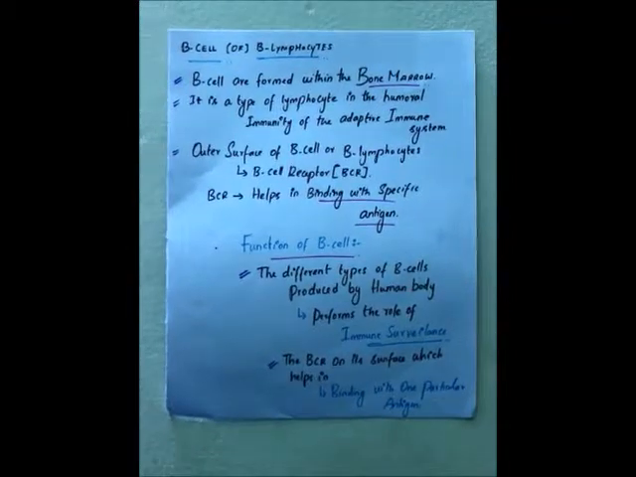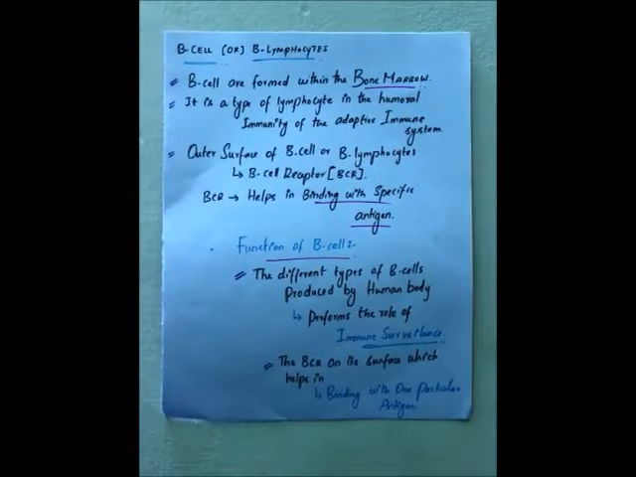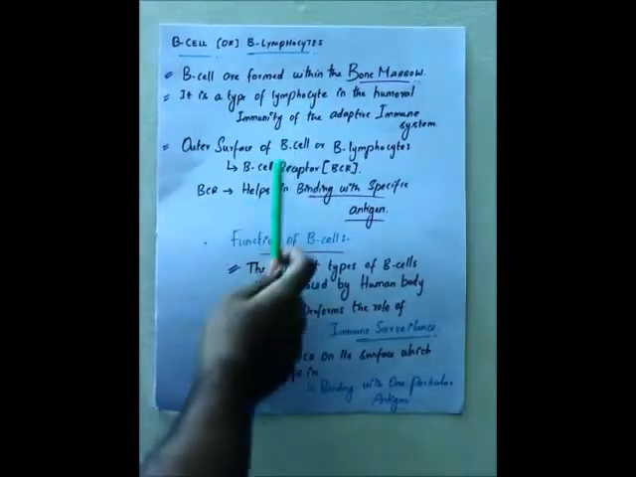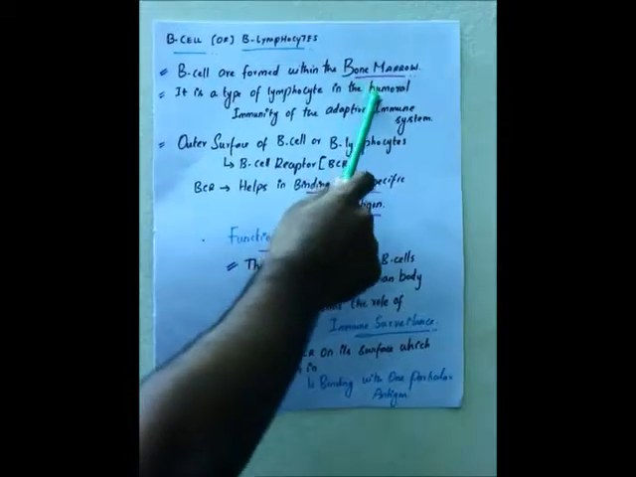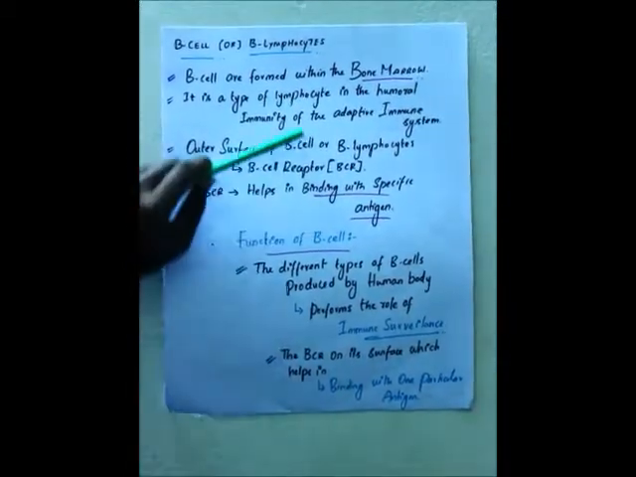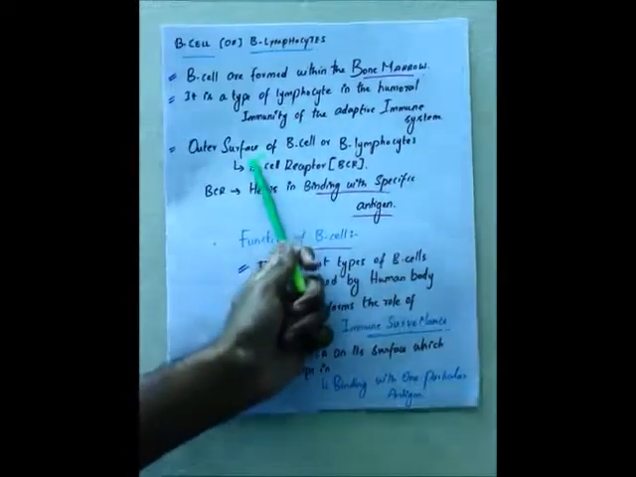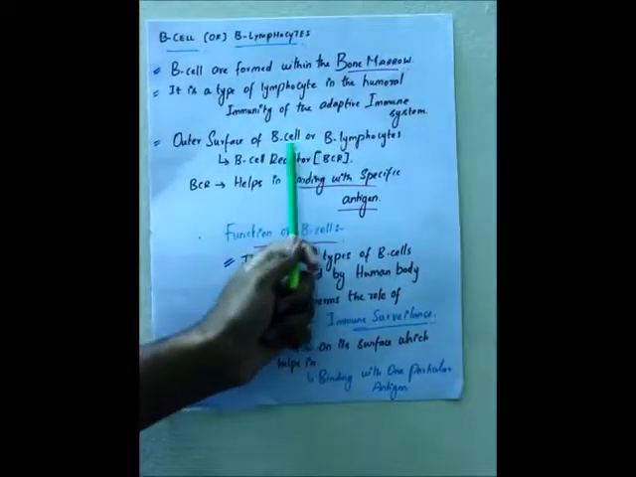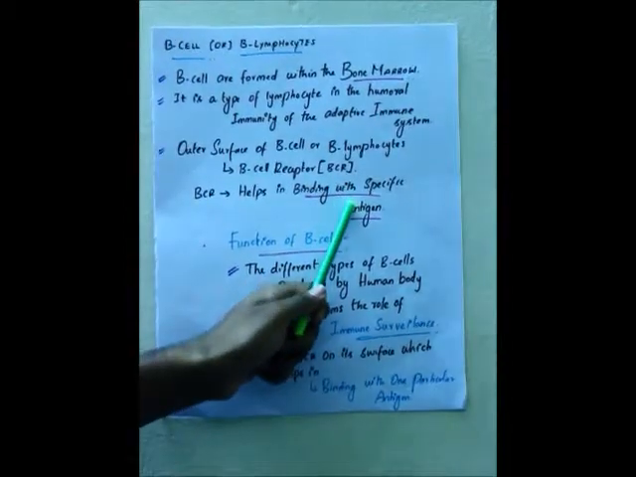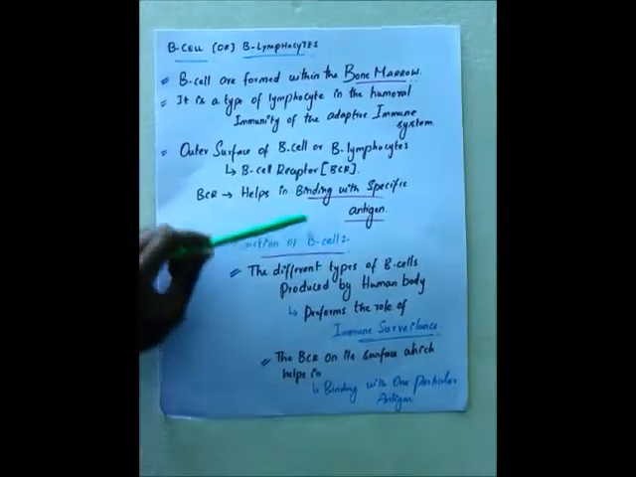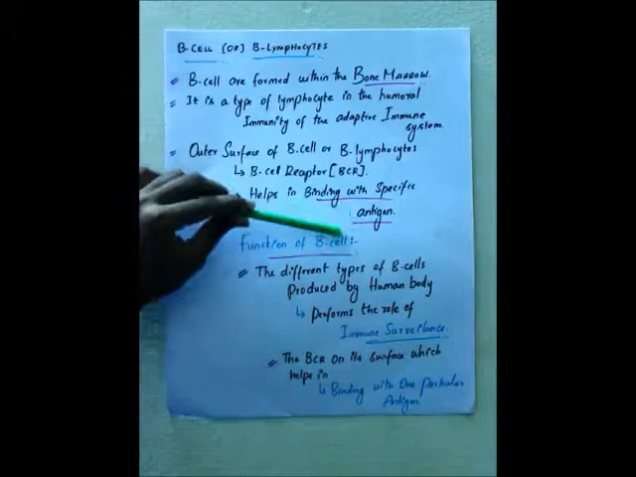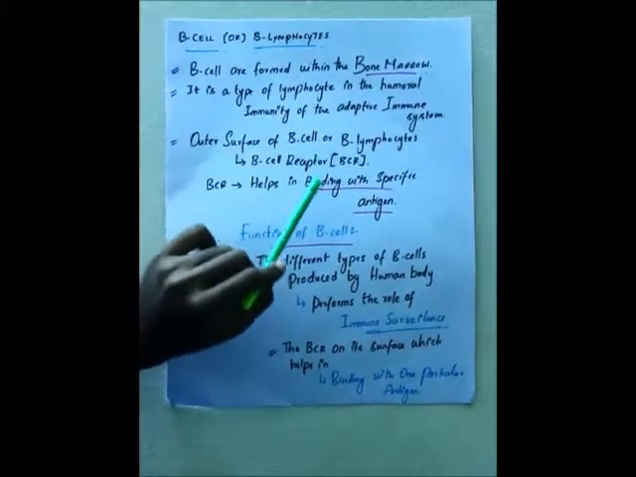Hi friends, today we are going to see about B cells, or B lymphocyte cells. B cells are formed within the bone marrow. It's a type of lymphoid cell, part of the humoral immunity of the adaptive immune system. The outer coverage of B cells consists of B cell receptors. These B cell receptors are used to bind a specific antigen for the B cells.